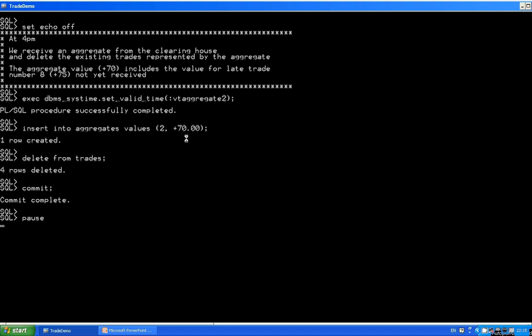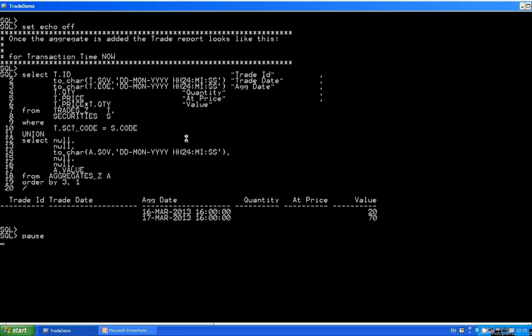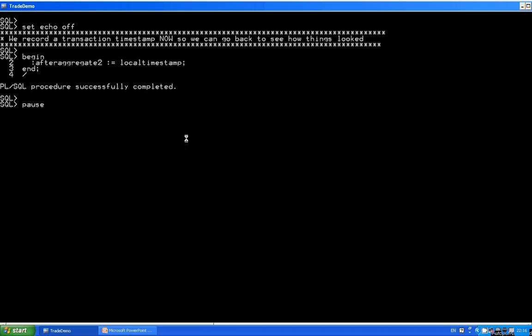This time we've deleted 4 trades because we haven't actually received trade 8 yet. Physically we haven't received it, so there's only 5, 6, 7 and 9 in the system. If we run the report at this time, you can see that at the time of the aggregate, we now have 2 aggregates. The trades 5, 6, 7 and 9 have been removed, and we've just got 2 aggregates in the system.